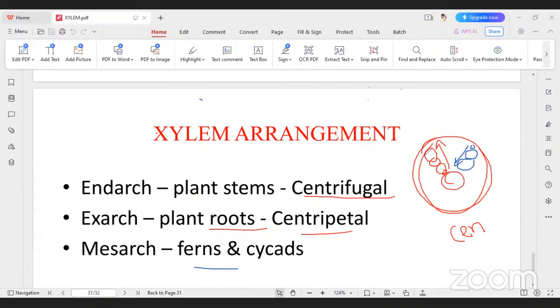Both types of development occur. That means protoxylem here, and on either side metaxylem. Here metaxylem, here also the same metaxylem. Now this is the mesarch condition, present in ferns and also in leaves.